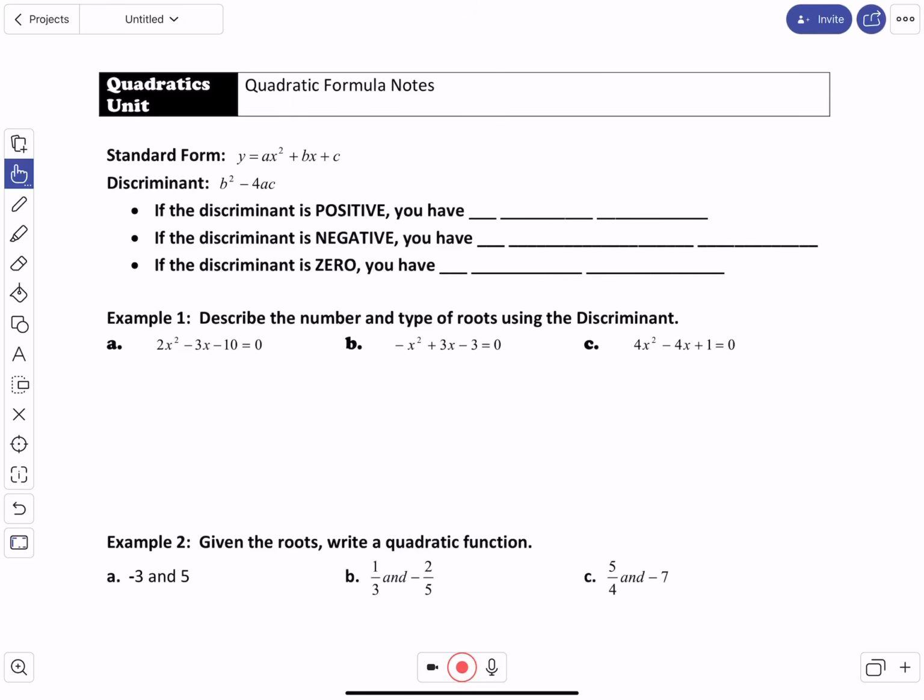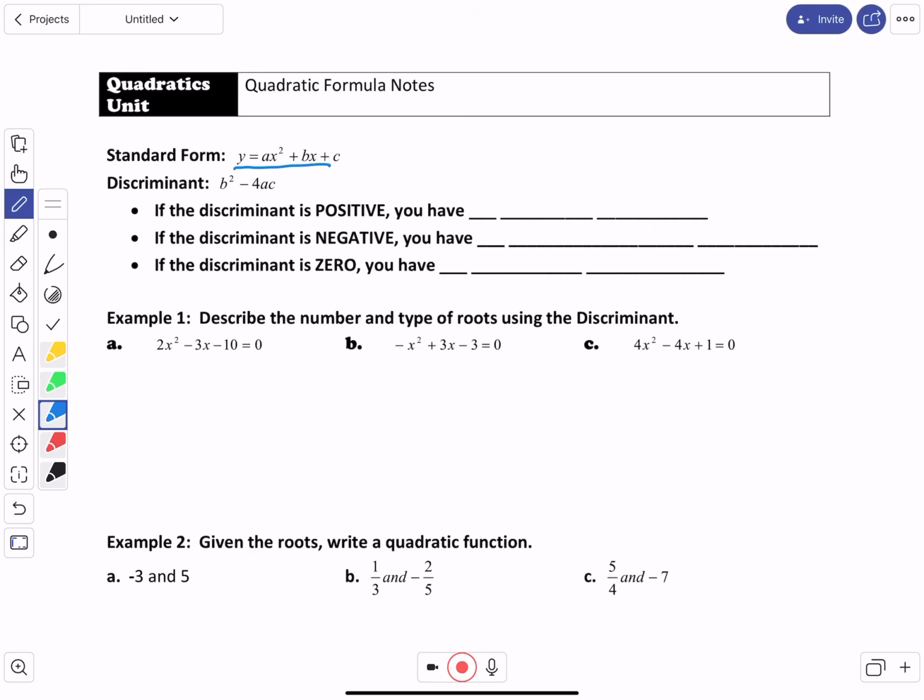So first of all, you want everything to be in standard form. Standard form is when everything is on one side and it's in the form that you see right here, ax squared plus bx plus c. A is the number that's with your x squared. B is the number that's with x. C is your constant. It's the number by itself.